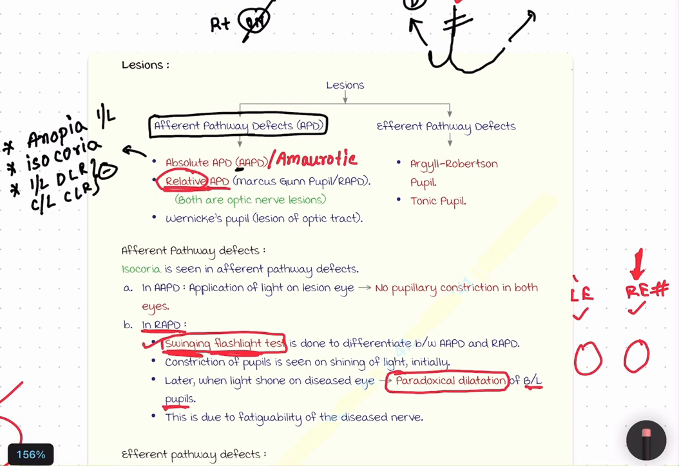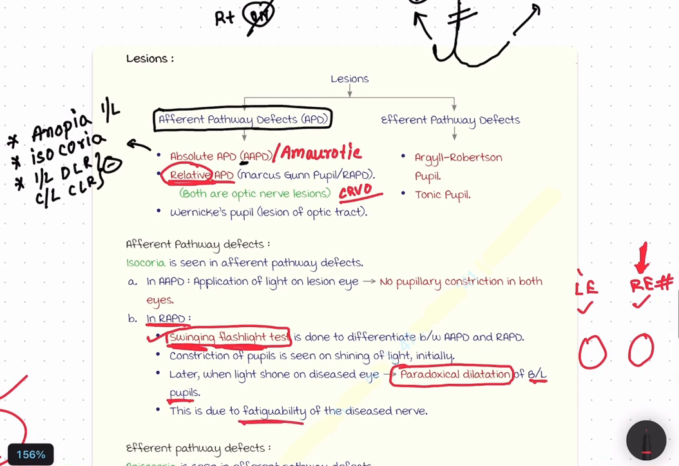The history may be given of diabetes or CRVO; these are the conditions where you can get it. This is because of the fatigability of the diseased nerve. You see here, with the flashlight, at the most there will be paradoxical dilatation. Next condition is Wernicke's pupil.